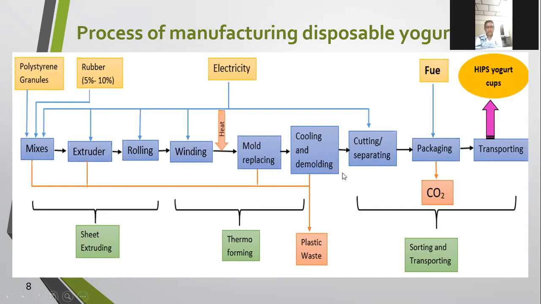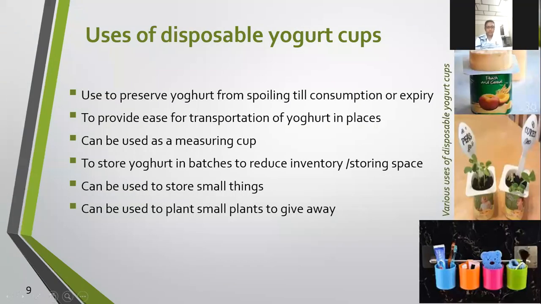Now let's see the uses of the disposable yogurt cup. The main use is to hold yogurt until consumption or expiring. Other than that, it can be used as a measuring cup, to store small things, and also to plant small plants.